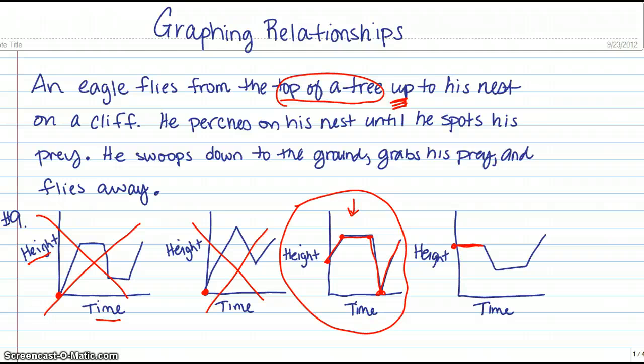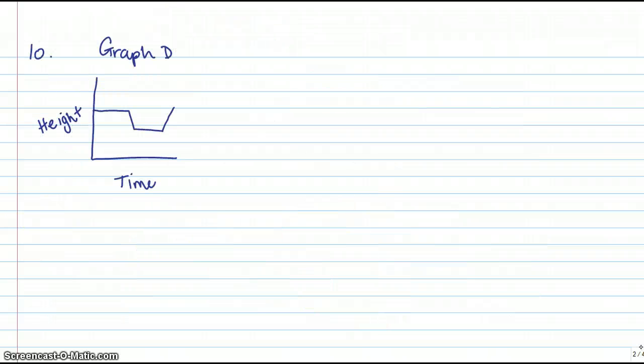So let's take a look then at the possibility of what if we had wanted to create a situation for graph D. So let's kind of use the same thing about the eagle. The eagle is not on the ground, so he must be up somewhere. So let's just say he's up, I guess, maybe on his nest. Then he's going to sit there for a while. His height does not change over the course of time.